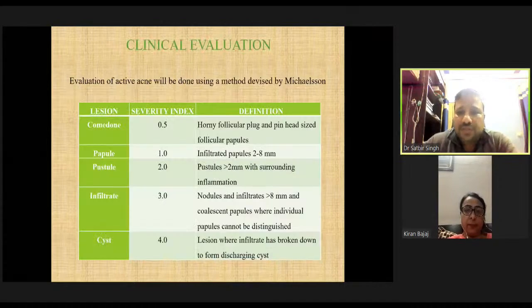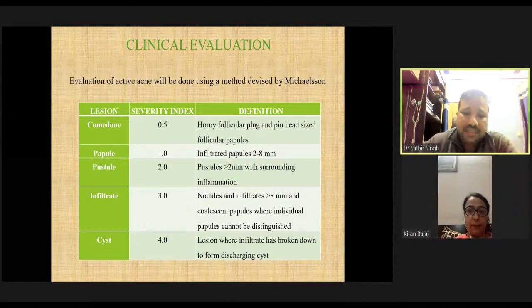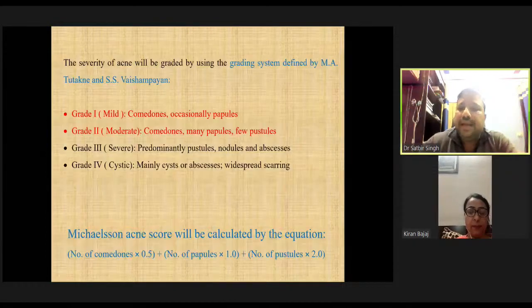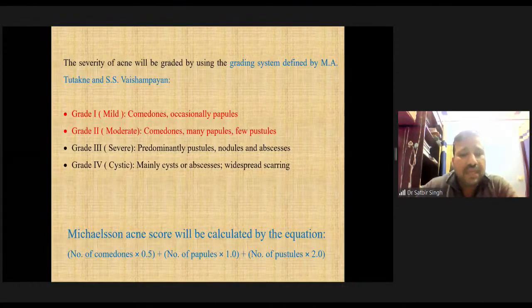In the clinical evaluation devised by Michelson, a severity index is given: comedone 0.5, papule 1, pustule 2, nodule 3, and cyst 4. In the grading system defined by Tutakne and Chari, grade 1 and grade 2 acne vulgaris are mild to moderate, having comedones, papules, and few pustules. Michelson acne score is calculated by number of comedones times 0.5 plus number of papules times 1 and number of pustules times 2.